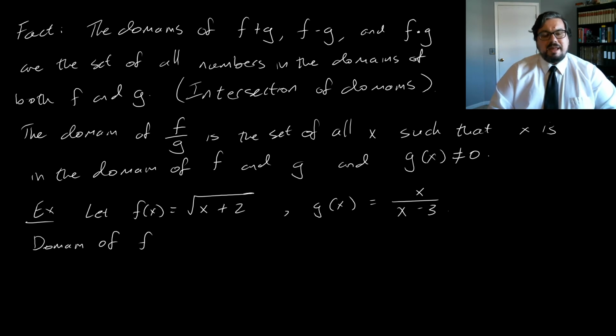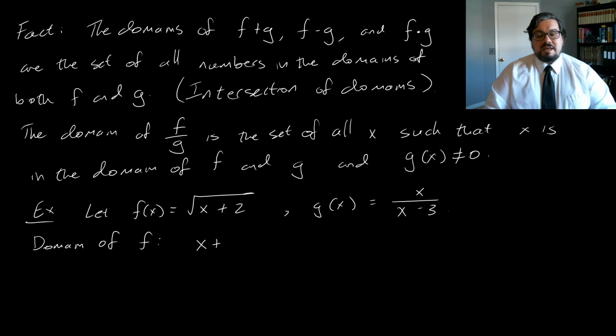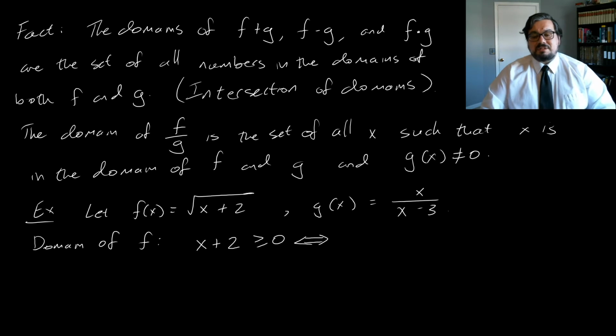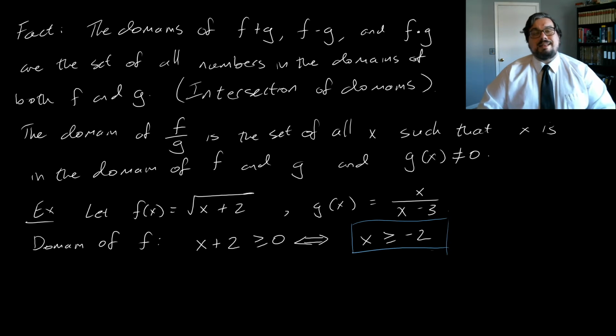So to find the domain of f, we look at our function f and we see that we've got a square root. And we remember that in a square root, the inside needs to be greater than or equal to 0. That's the condition that defines the domain. So we'll take x plus 2 and set it greater than or equal to 0. And when we solve for x, we get that x has to be greater than or equal to negative 2. So this is the condition that defines when a number x is in the domain of f.